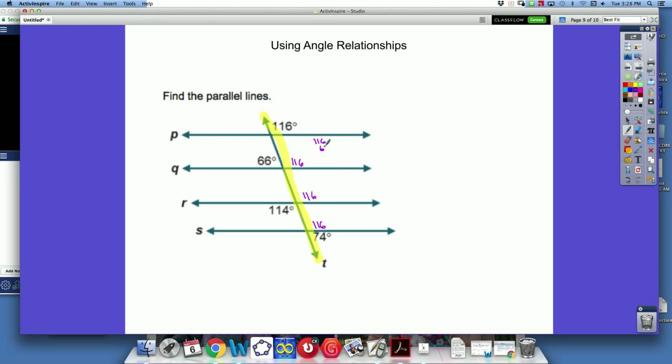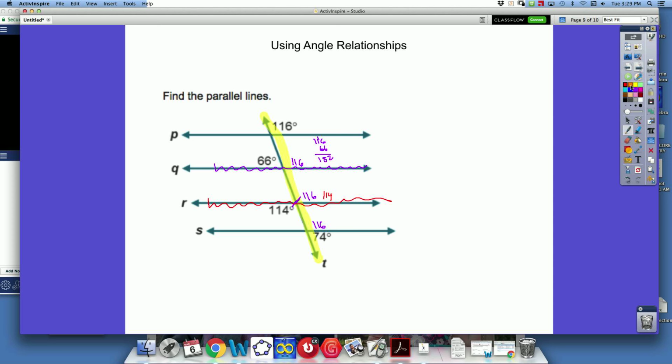116 and 66 is 182. So that means that one is not going to be parallel because it doesn't add up to 180. Now if I go here, this is a 116. But if I look vertical, it's saying that that angle isn't actually 114. They're saying that it's 114 and not 116. So that means right away, this one's eliminated because the vertical angles are not the same.